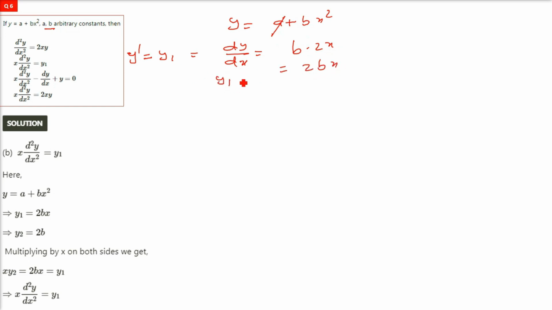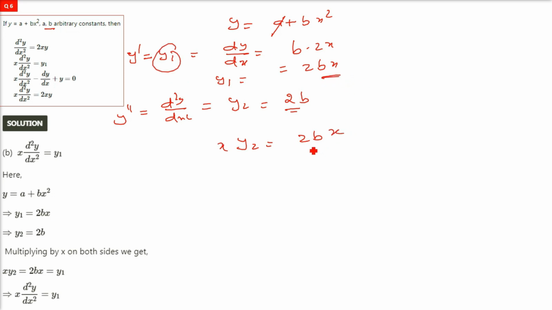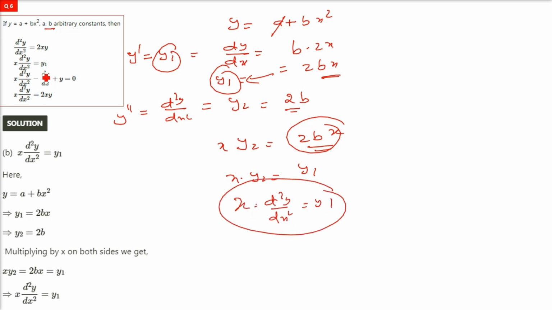Then we have y2, d2y by dx2, the y double prime, which is 2b. Now y double prime, y2, is 2b. Let us multiply both sides by x, because we know that y1 is nothing but 2bx. So we are multiplying both sides by x. So x into y2 is equal to 2bx. It is y1 only. So x y2 is equal to y1. So you can write it as x d2y by dx2 is equal to y1. Alright. So this is your option. You can just choose this option here.